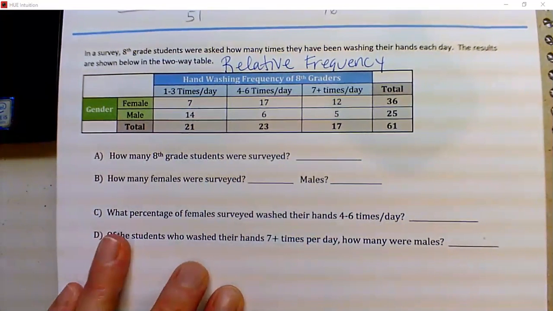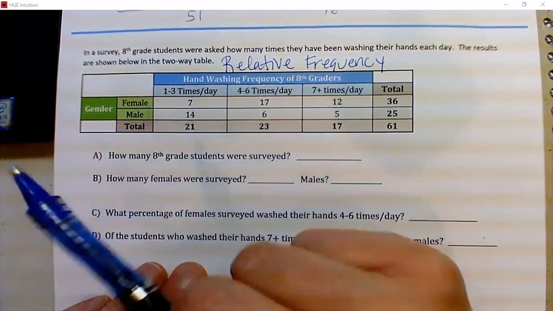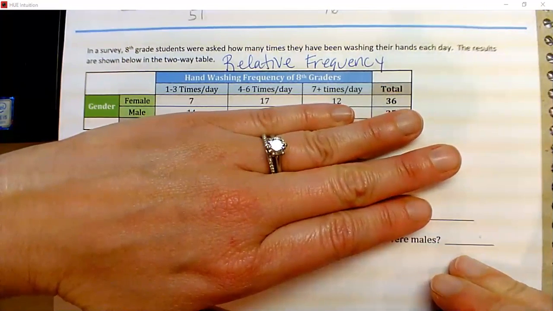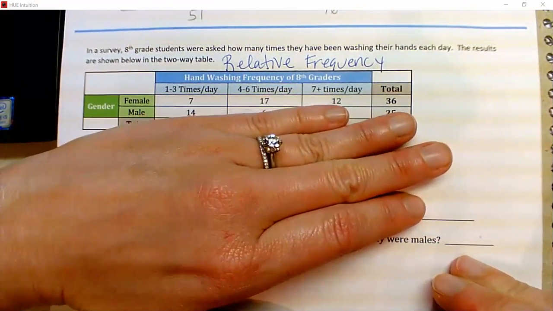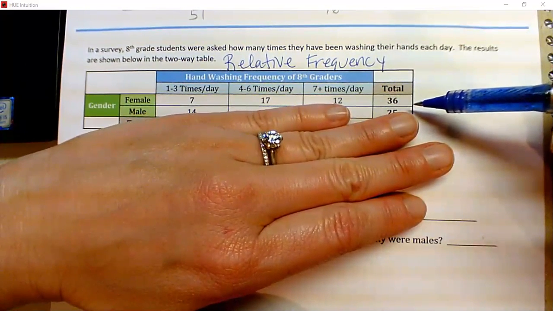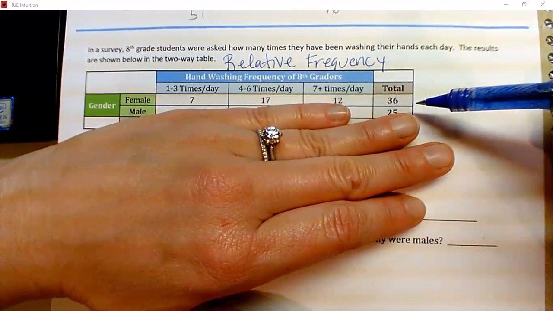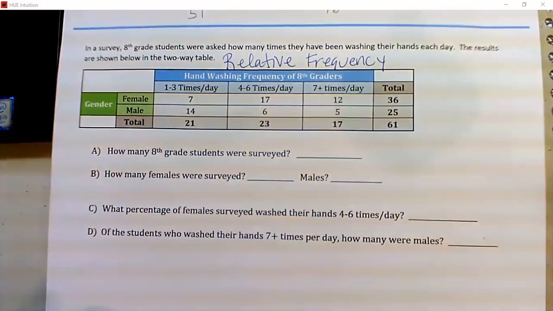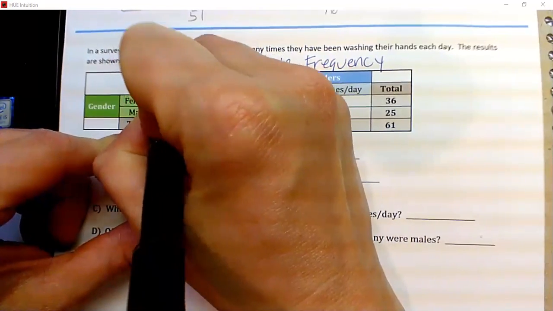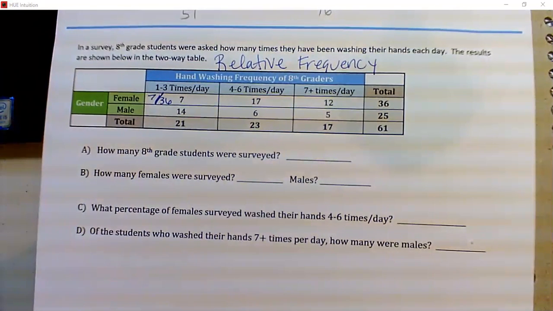So first we're going to just focus on females, okay? So looking at just this top row right here of our table, how many females took the survey? Can you tell? Right here, 36. 36 of them took the survey, right? And of those 36, how many of them washed their hands between 1 and 3 times a day? If you said 7, you were correct. So that would be 7 out of 36.